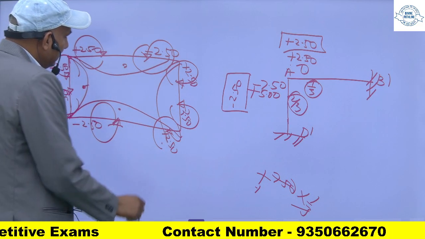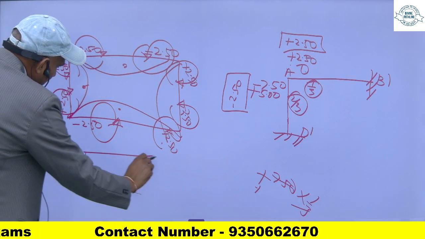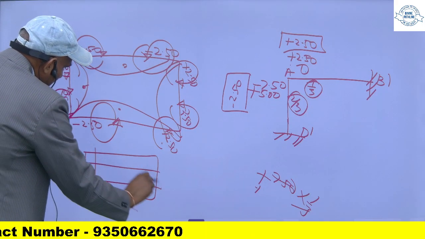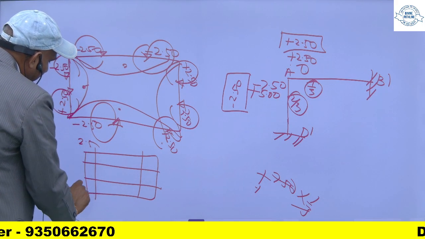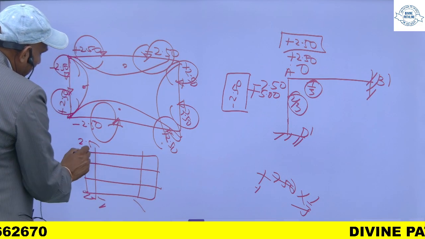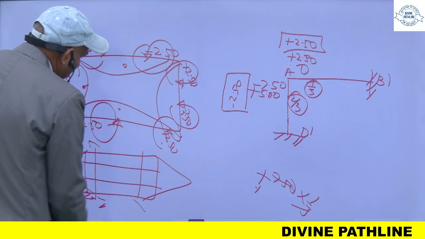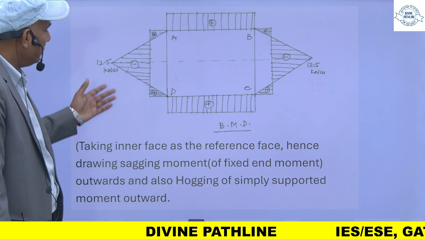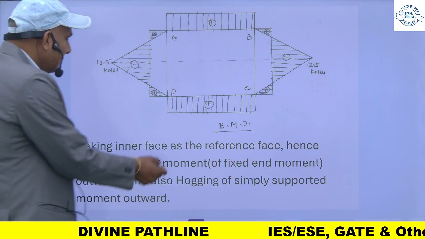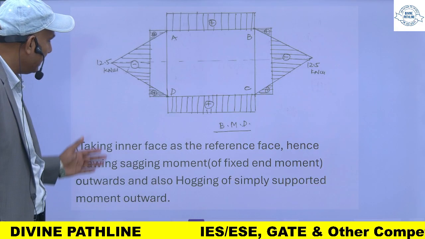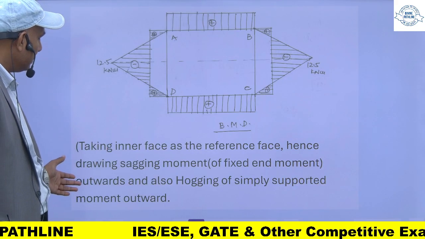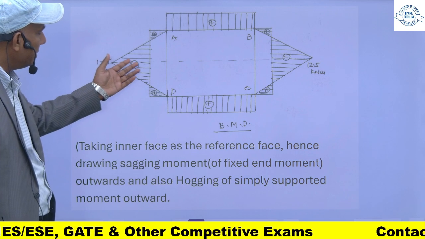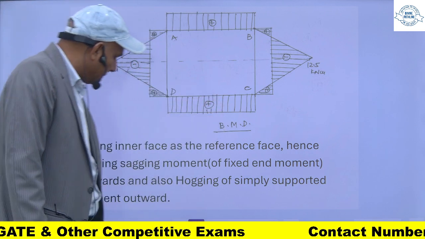So we will make this like this, same concept, 2.5, 2.5, and you can plot the hogging effect, otherwise you can superimpose. Otherwise you can take the inner face as the reference face and draw the sagging moment of fixed end moment outward, and also hogging for symmetry supported. This you will superimpose. This you will get.